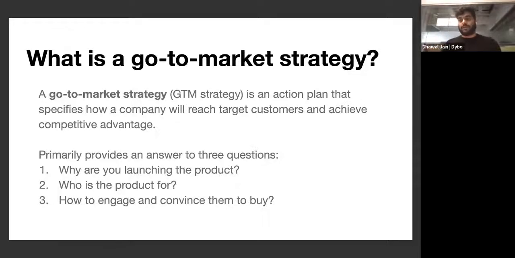Now, why would they quickly buy it? There are a couple of parameters. One of them could be price, right? So the price needs to suit your audience. If the price doesn't suit that audience, then you probably need to find another audience.